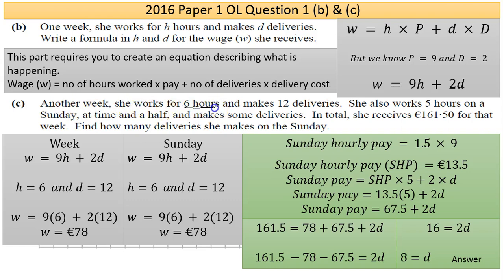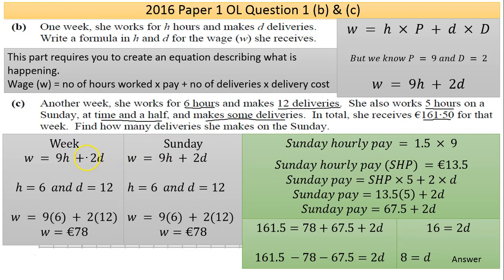Okay, I'm actually going to ask you to use the equation. She makes 12 deliveries. She also works 5 hours on a Sunday at time and a half. Okay, and makes some deliveries. In total she receives €161.50 for that week. Find how many deliveries she makes on the Sunday.